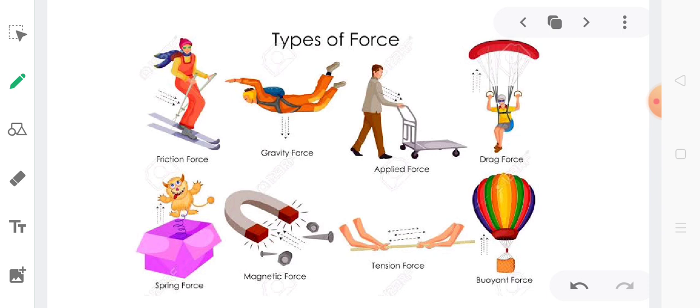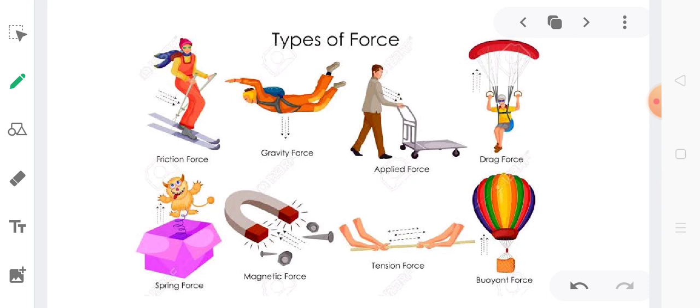There is a spring force, a magnetic force, tension force, and lastly buoyant force. Now about buoyant forces we would be studying in a bit more detail in the coming lessons, but for the time being we'll restrict ourselves to the examples. So friction, gravity, applied force, drag force, spring force, magnetic force, tension force, and finally buoyant force. These are the different types of forces, or rather the examples of different types of forces.